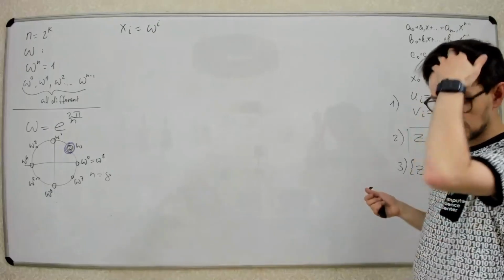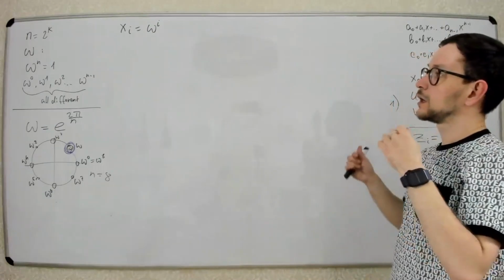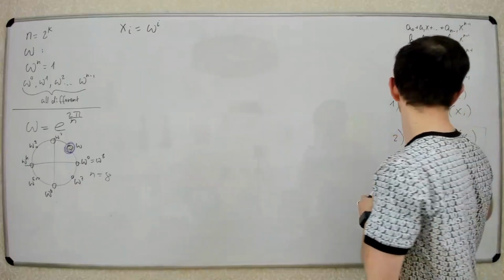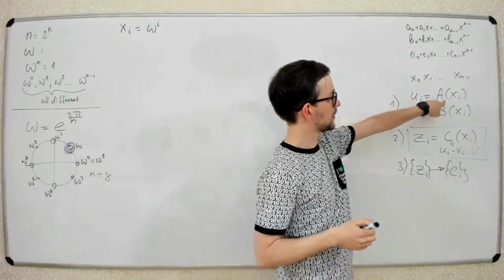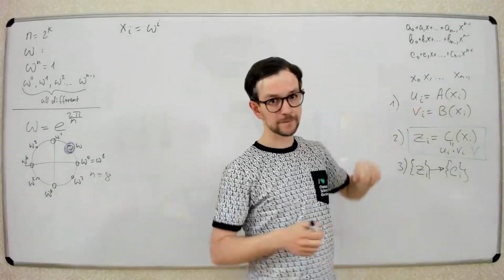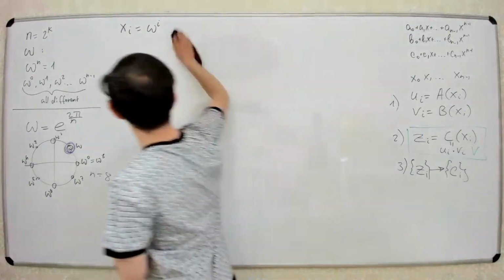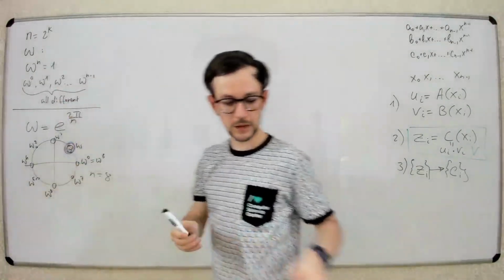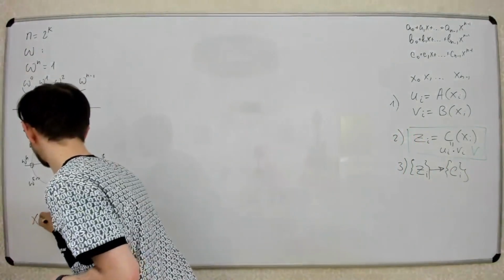Let's go. Now, let's calculate this. So I'll calculate this part. I will take elements, coefficients a of polynomial a, and calculate the values.